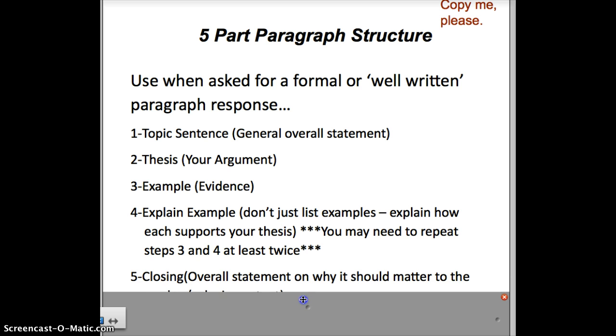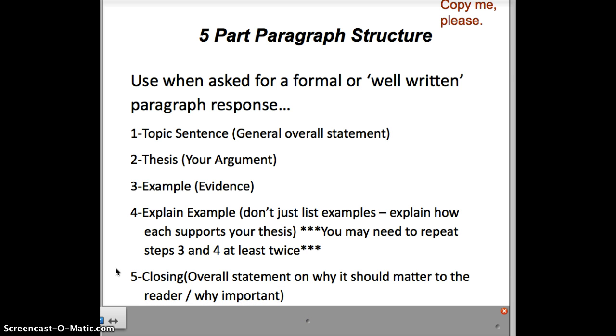And finally, you will finish with your closing, which is an overall statement on why this should matter to the reader. Why is it important? Why did they just spend 10 minutes reading your paragraph? How does it relate to them?